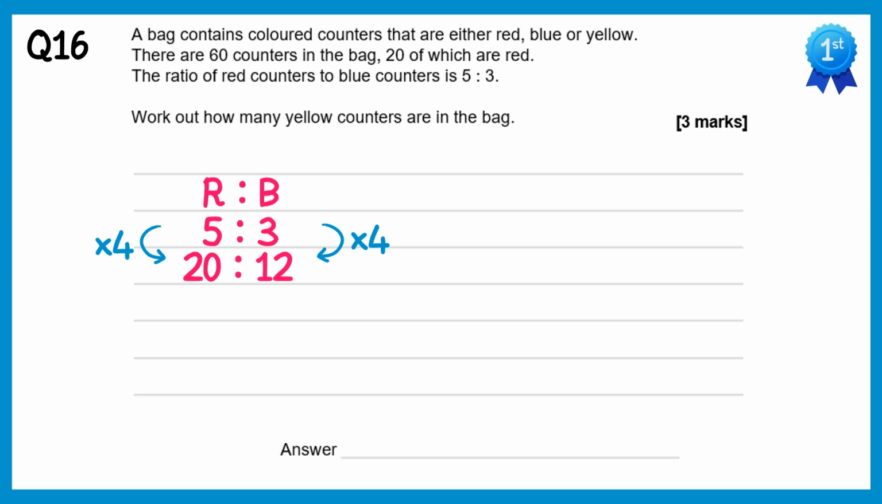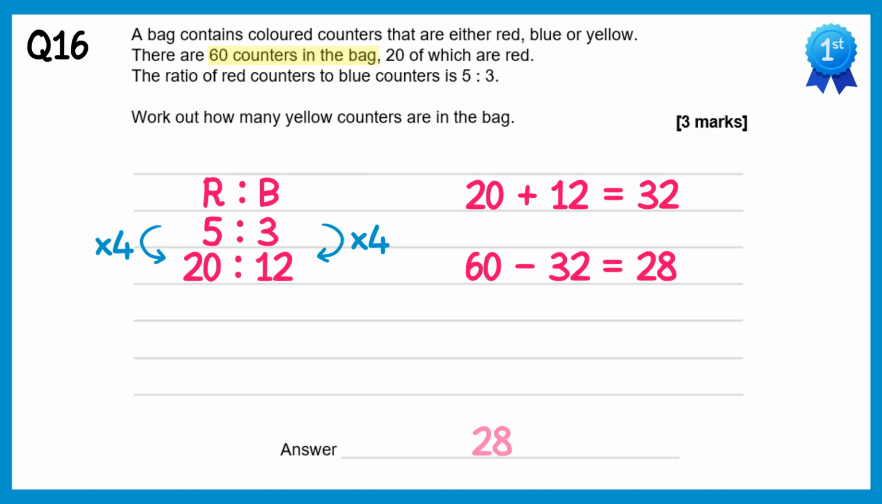We're also told the total counters in the bag is 60, so if we add up the ones we have so far, we've got 20 red and 12 blue, so that's 32, and the remaining counters must be yellow, so the 60 total, take away 32, gives you 28. So there are 28 yellow counters.